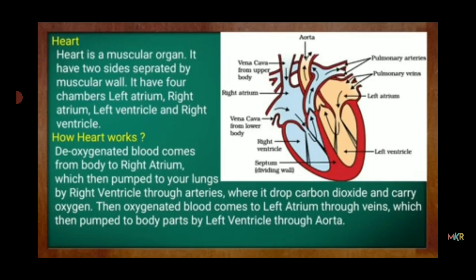In the lungs, that deoxygenated blood releases the carbon dioxide and takes the oxygen from the lungs. Then it becomes oxygenated blood. That oxygenated blood from the lungs again comes to the left atrium through the veins, which is then pumped to the various body parts by the left ventricle, and it is transported through the aorta.